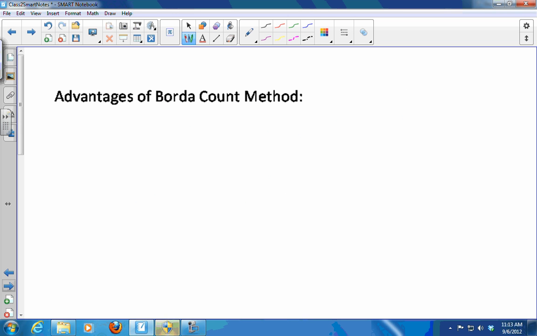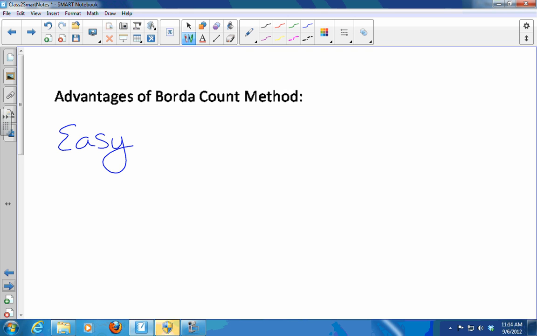So what do you think are some advantages of the Borda count method? What do you like about this method? It's a lot easier. Easier than the plurality method? Okay. Well, it's definitely easy. It's not too bad. Yep.